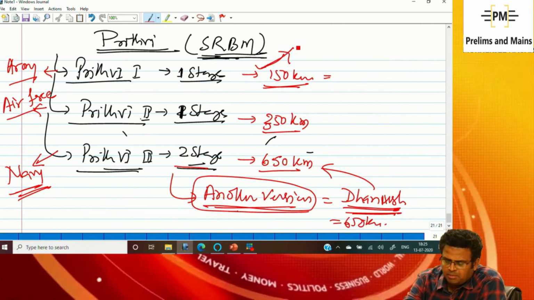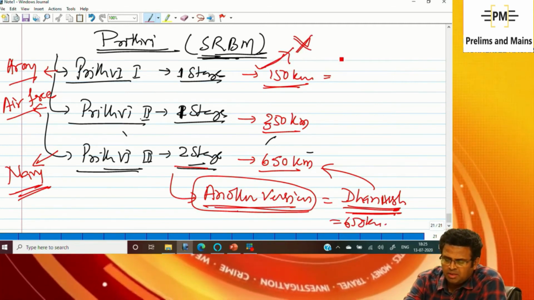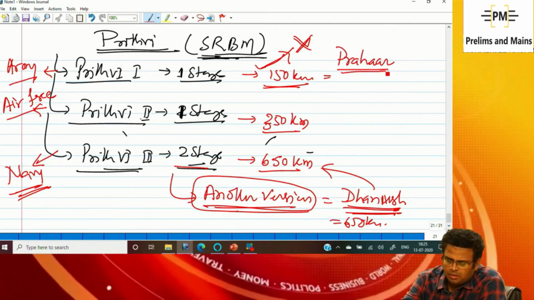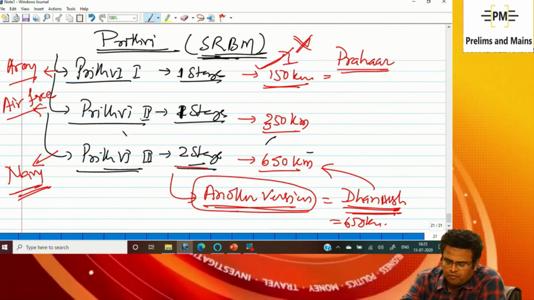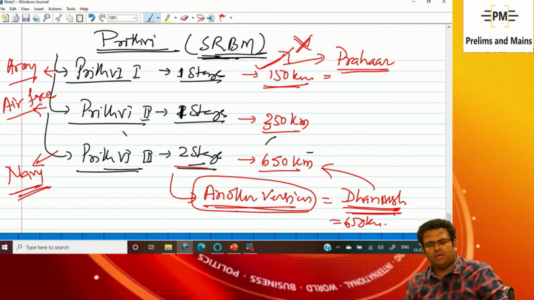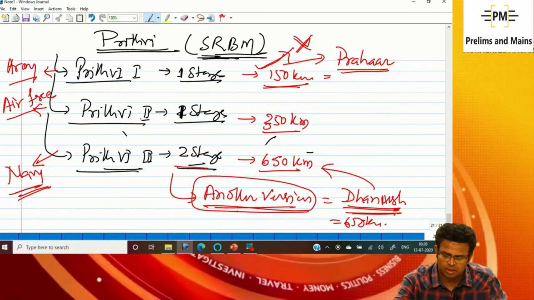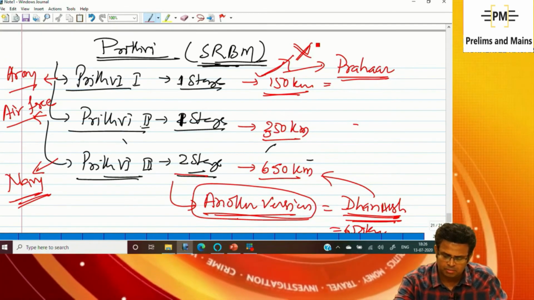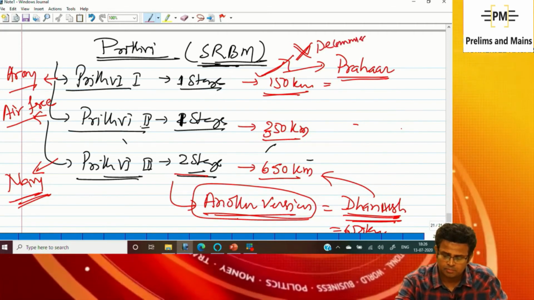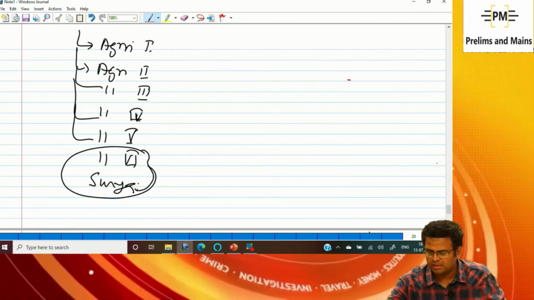Prithvi 1 is decommissioned, and another has come; its name is Prahar. In place of Prithvi 1, which has been decommissioned, Prahar has come. It has been removed, and in its place Prahar has come.